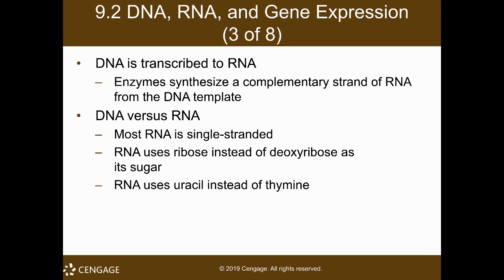So DNA is first transcribed to RNA, or ribonucleic acid. We have enzymes synthesizing a complementary strand of RNA from a DNA template. So the RNA comes from the DNA. So what's the difference between DNA and RNA? RNA is mostly single-stranded, and it uses a ribose sugar instead of a deoxyribose sugar.